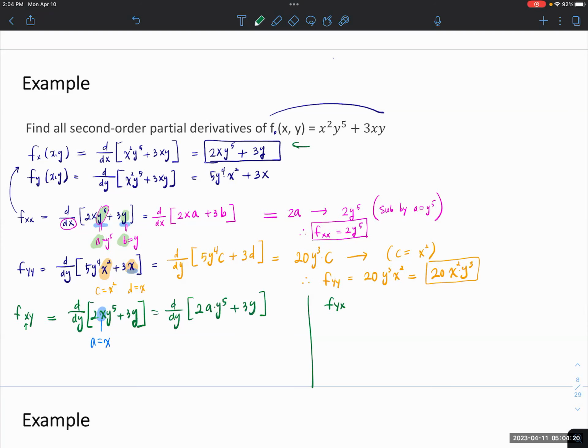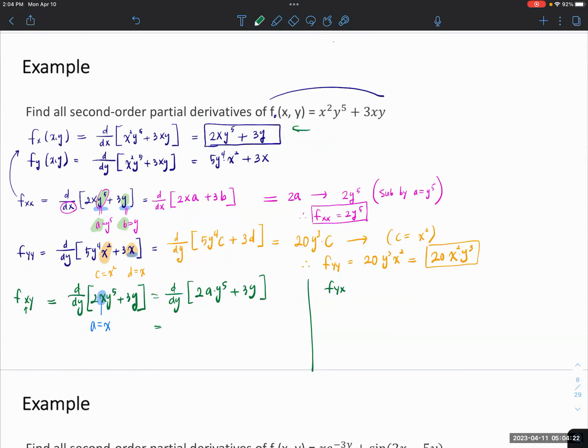Yes, this is clear. Now this is going to be 2 times 5, 10a y to the 4, and then 3y is going to be 3. Are you guys okay? I'm going to plug back in because a equals x. Finally, 10xy to the 4 plus 3. So this is f xy.